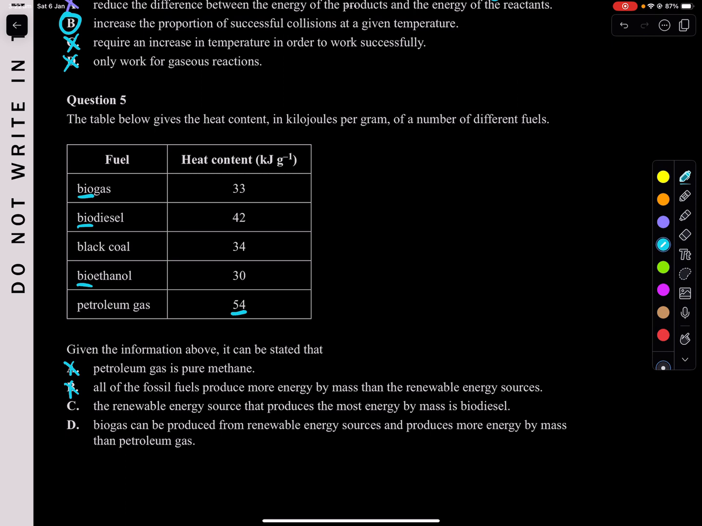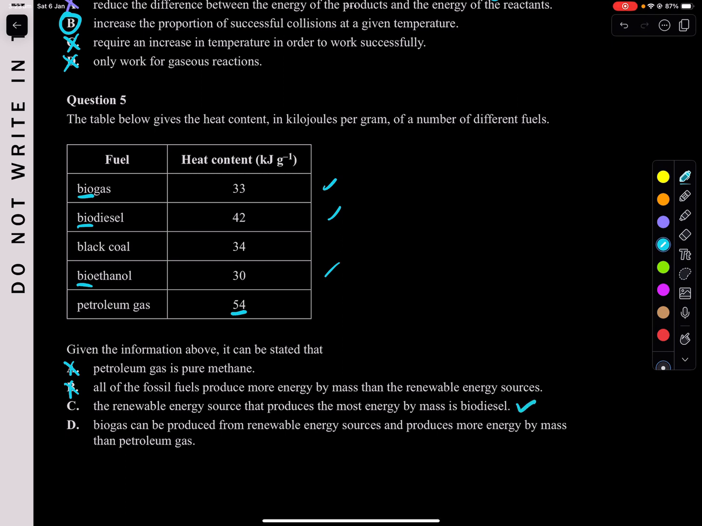Remember, the renewable, so biofuels, that produce the most energy. As we can see, let's look at the bio. Well, the only one that has the highest from these three is biodiesel. So that's actually right. So we can put a tick down there.